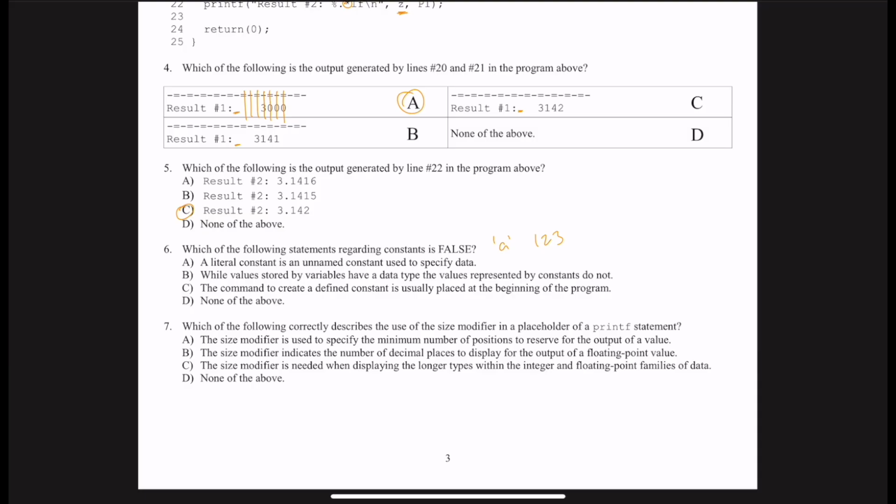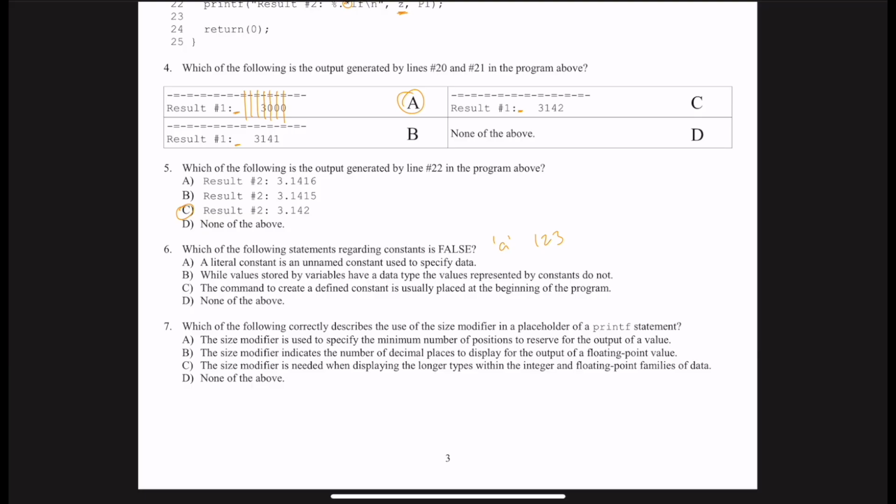So it could be a conversion rate or some other logic to find our answer. B. While values stored by variables have a data type, the values represented by constants do not. So this one is going to be false.